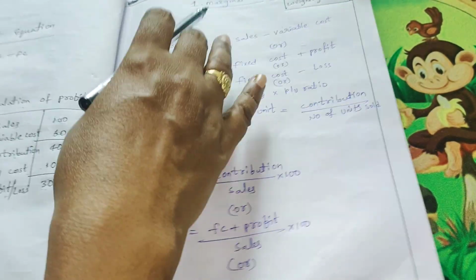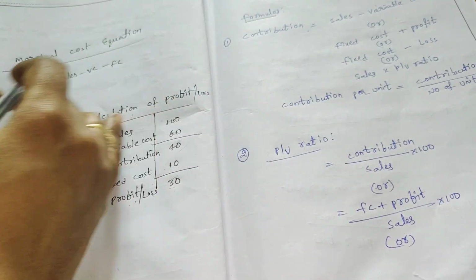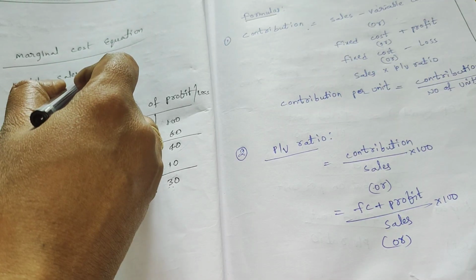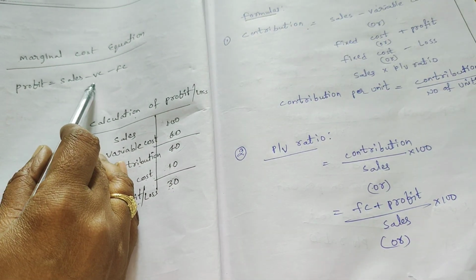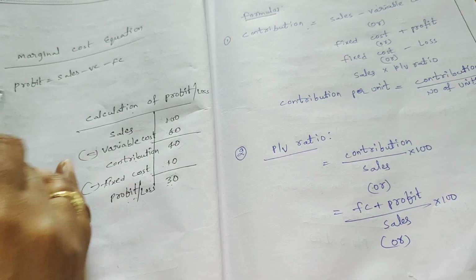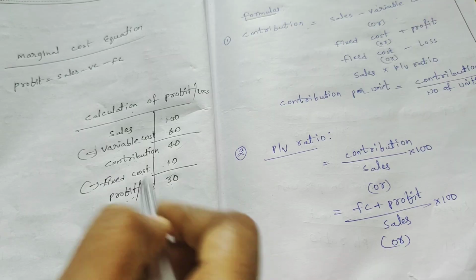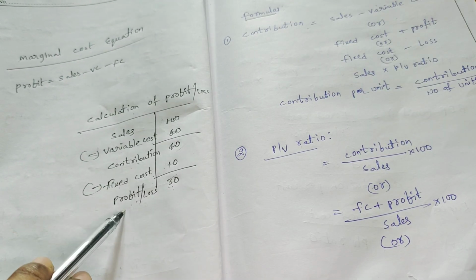So let's start formulas. Before formulas, you need to learn the marginal cost equation. So what is the equation of marginal cost? Profit is equal to sales minus variable cost minus fixed cost. From the sales, if you deduct the variable cost and fixed cost, you will get profit. Yes, so it is in equation form. We can write it in statement form also.